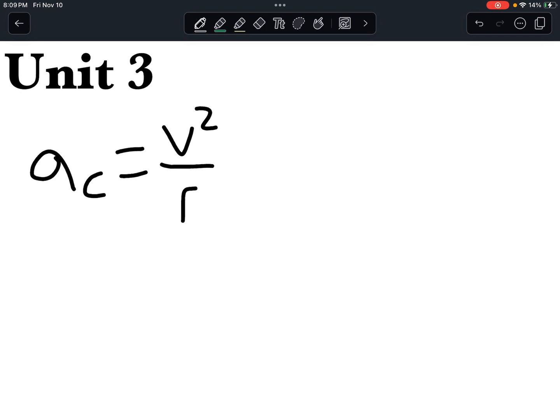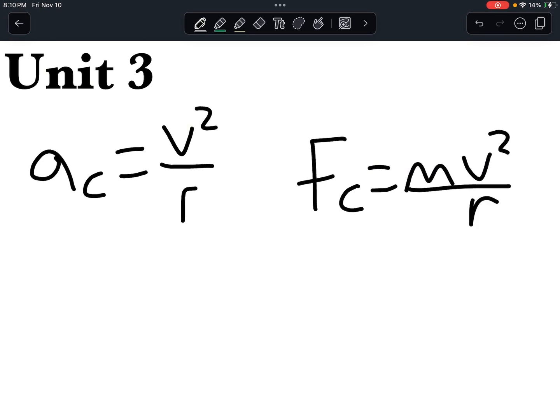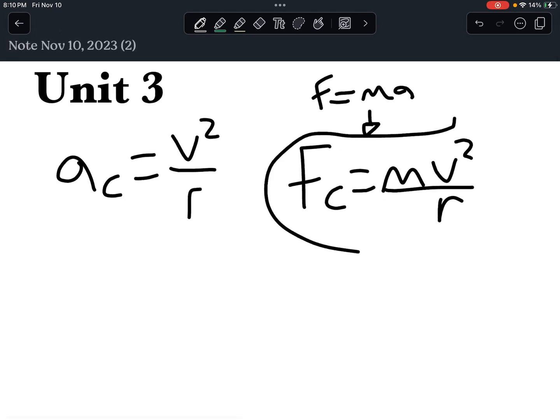So, if centripetal acceleration, a_c, is v squared over r, then the centripetal force, or F_c, must equal m v squared over r, right? Because force equals mass times acceleration, and thus the centripetal force equals mass times the centripetal acceleration. So this is something very useful to know.